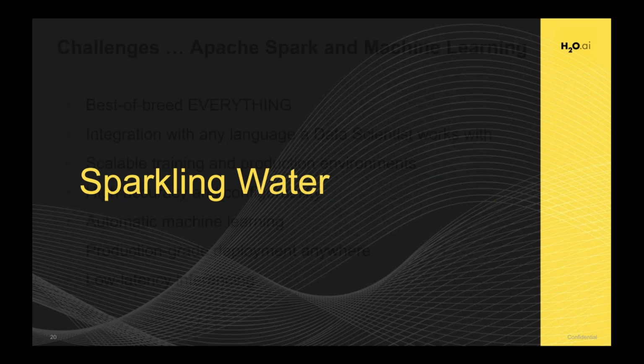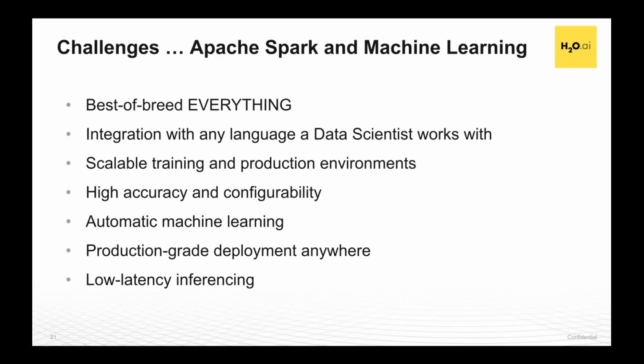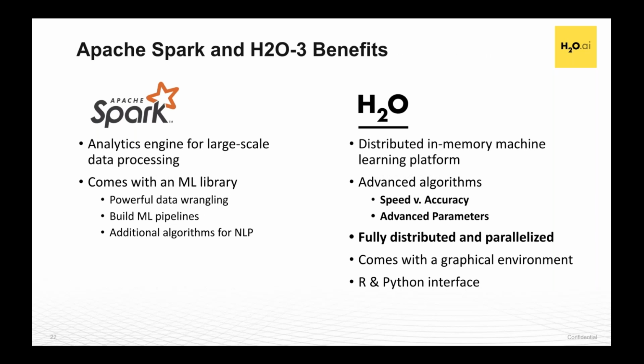Now we are into the most important section of our discussion today: Sparkling Water. Sparkling Water gives you basically the best of breed of everything. It brings together Apache Spark and H2O3. One can use Spark for data pre-processing and building the data pipelines, and then H2O3 to build models on a cluster which is fully distributed and parallelized.